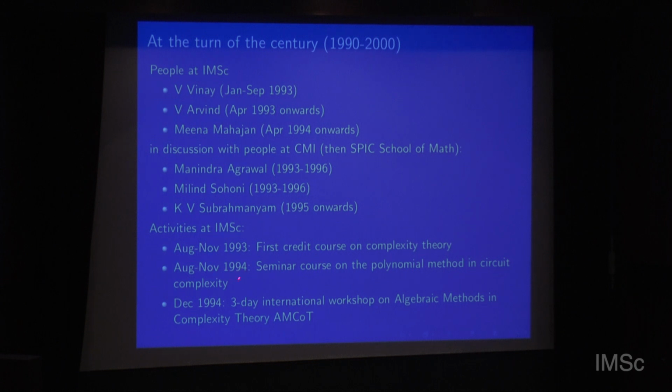In August to November 94, we had a seminar course on the polynomial method in circuit complexity. And this was because some of the exciting results that I talked about earlier actually used algebraic methods to talk about something essentially Boolean, to talk about Boolean complexity classes and relations amongst them. So this seemed something very exciting. We wanted to understand it better, and we organized a workshop in IMSc in December 1994, and this seminar course was preparatory to that. So this workshop, again, as far as I know, was the first workshop in India on the theme of complexity theory.